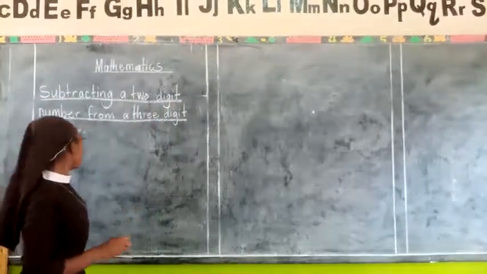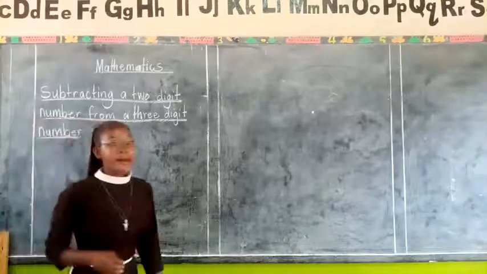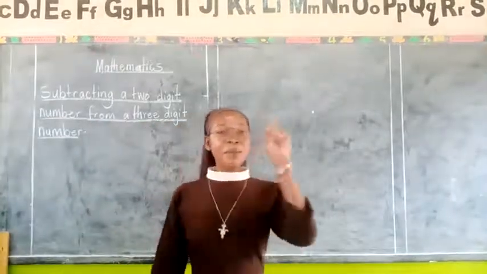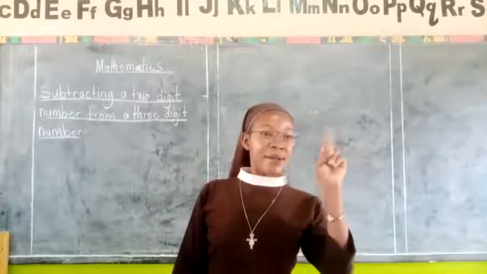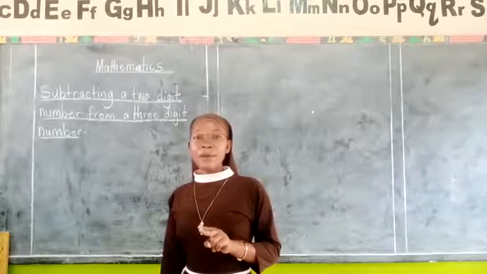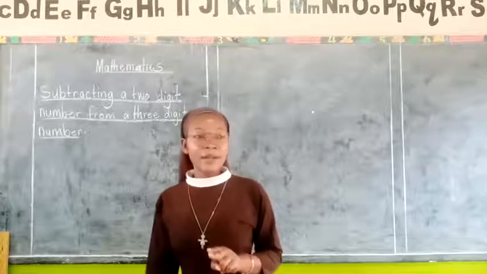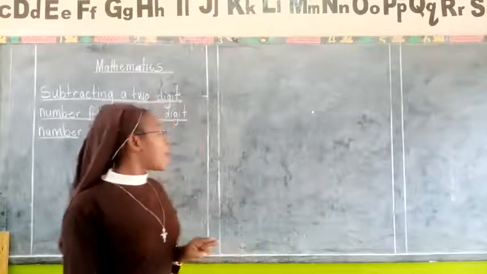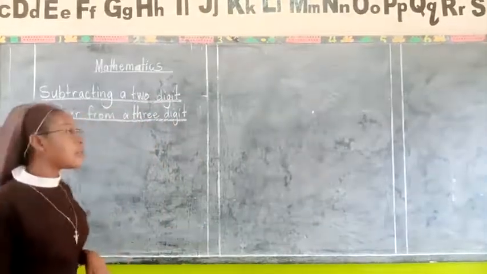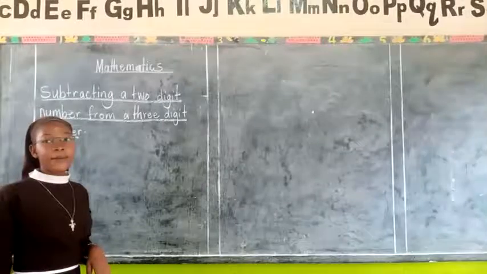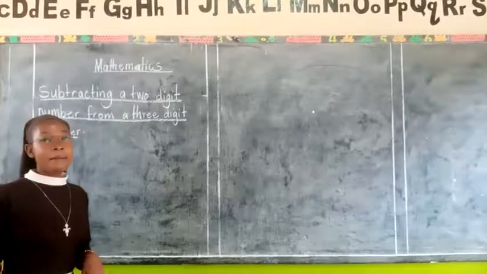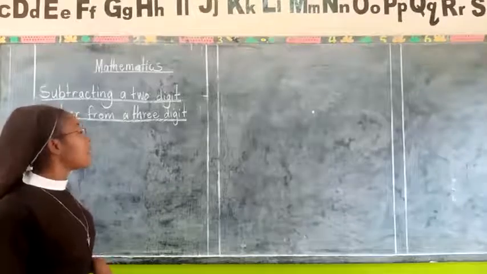We said in our previous lesson that a two-digit number is a number with two place values. Today, we are adding in something, and that is the three-digit number. We are going to subtract a two-digit number from a three-digit number.